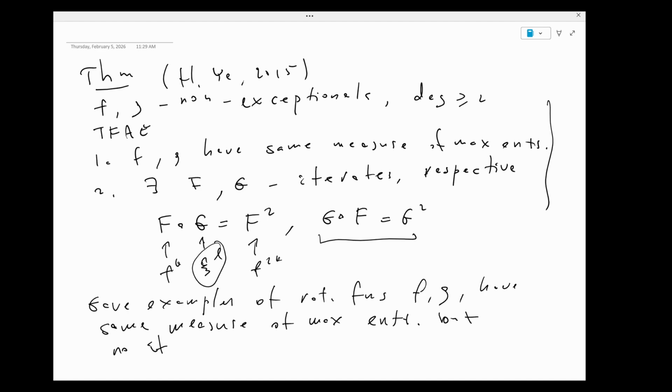no iterate of F equals M composed with an iterate of G, where M is a Möbius transformation. So they don't share iterates. Iterate of F is not equal to an iterate of G, and not only that, but even if you post-compose with a Möbius transformation, it doesn't help either.